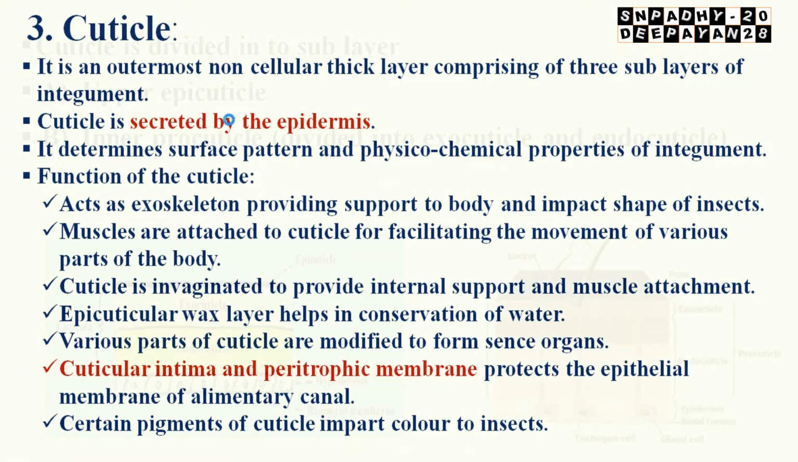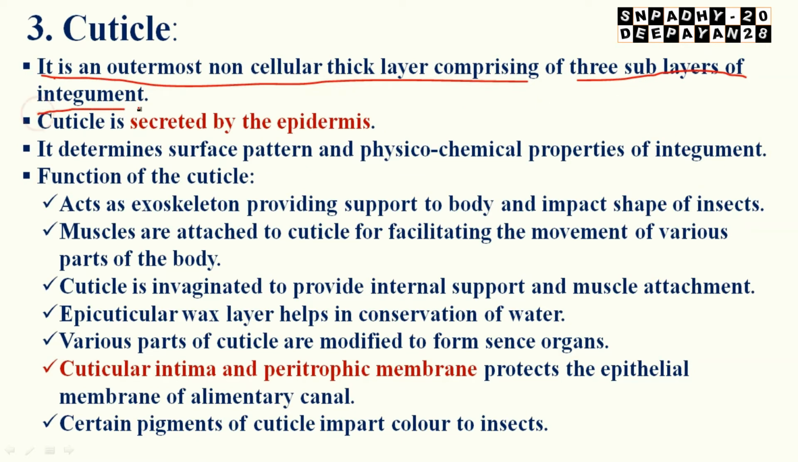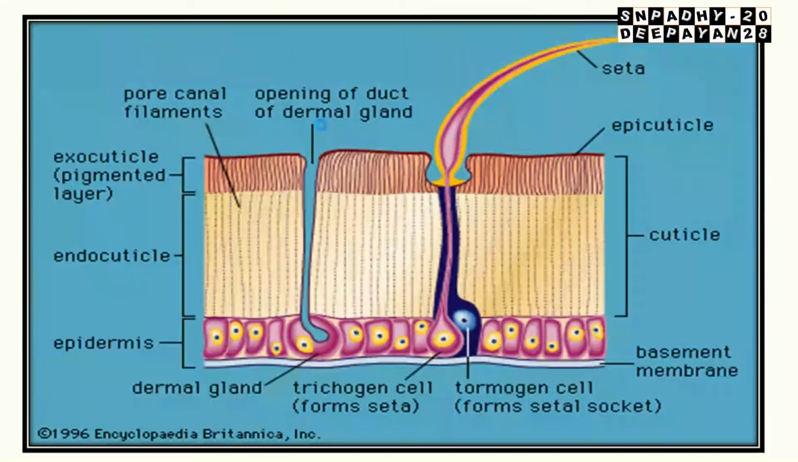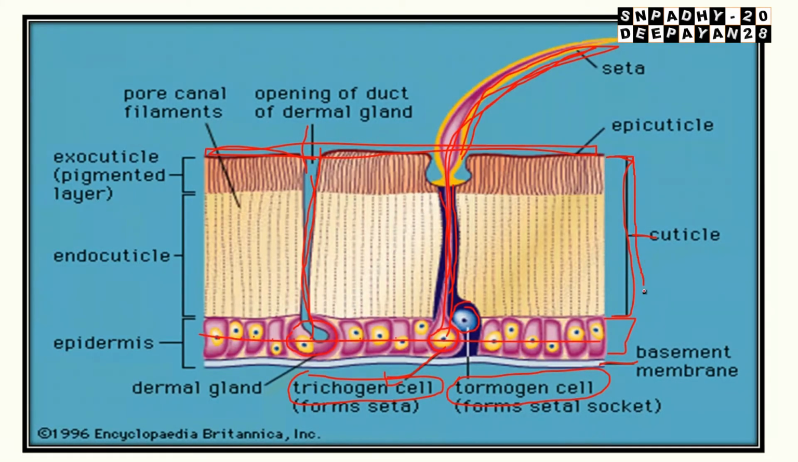Okay, in cuticle we have to understand so many things. First thing is, it is the outermost non-cellular thick layer. These are also non-cellular, just like basement membrane. Those are having 3 sublayers of integument. How 3 sublayers, you see? This is the cuticle. It is again divided into endocuticle, exocuticle, and this one, the thinnest one, the black color. Okay, this one is known as what? Epicuticle.